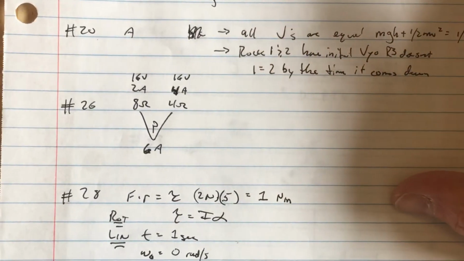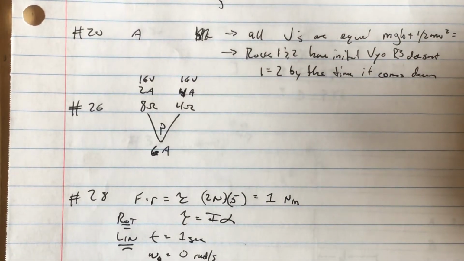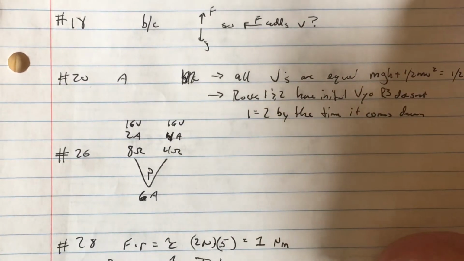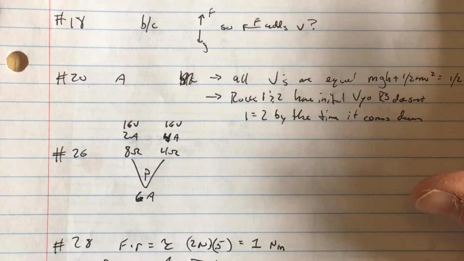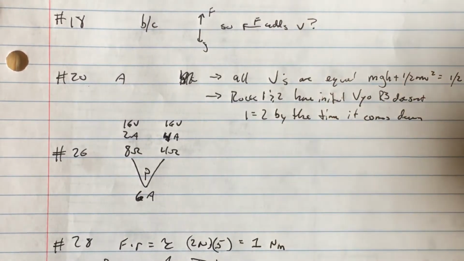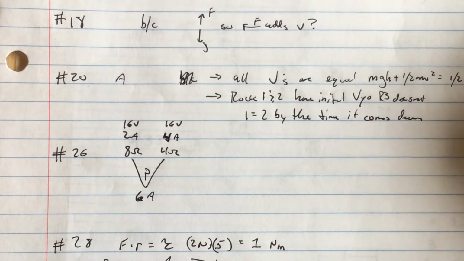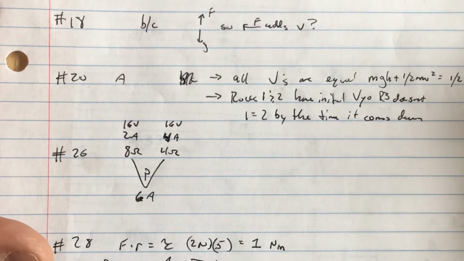Number 20. Oh, 26. Oh, 20. Yeah, 20, my bad. 20 is, oh yeah, 20 is good. Remember, this is from our Tippers on, I want to say energy. I think this is from the back of the Tippers on energy where the guy's shooting arrows off buildings.